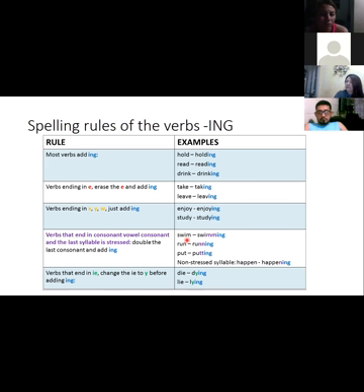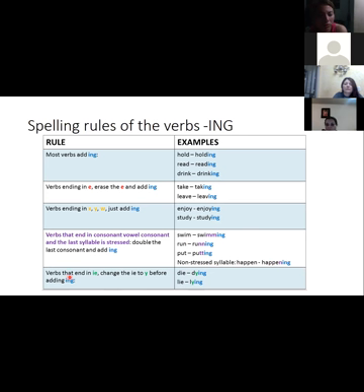Swimming. Swim. Swimming. Run, running, stop, stopping, right? We have two syllables. There are some of them that have a non-stressed syllable. We just put ing: happen, happening, right? No le vamos a agregar ninguna otra palabra a este verbo.